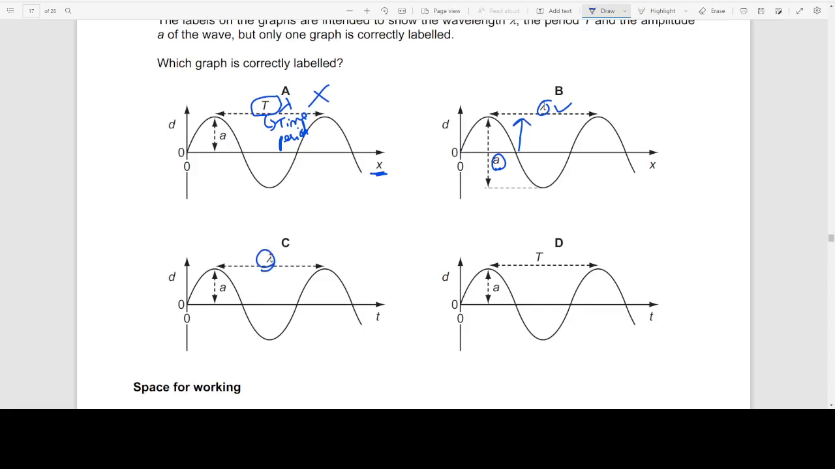This is again not lambda. This should have been t because the x-axis is time, so this would actually be the time period. This is actually correct. Option D is correct: time period and amplitude. So the answer is D.